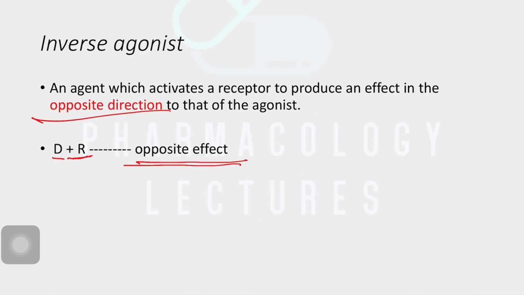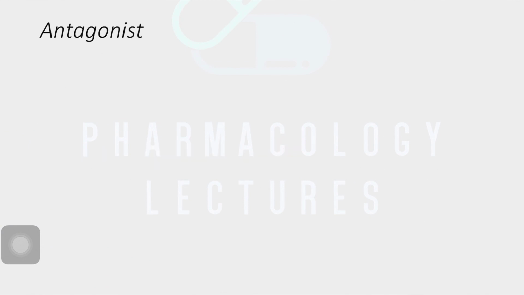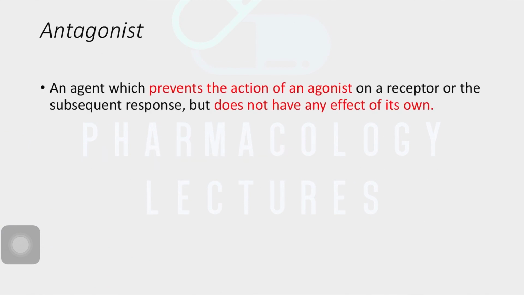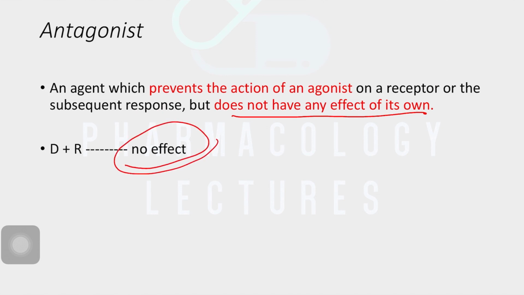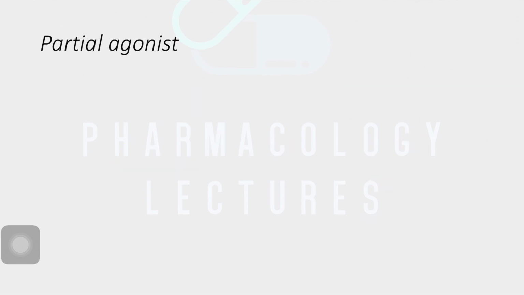So an inverse agonist produces the opposite response. What about antagonists? Antagonists are the agents which prevent the action of an agonist on a receptor, and they don't have any response of their own. So here the drug and the receptor would have no effect, right? So I would say a neutral, zero response. If the agonist has +2 and the inverse agonist has -2, this would have 0 because it produces no response. It just prevents the action of the agonist.